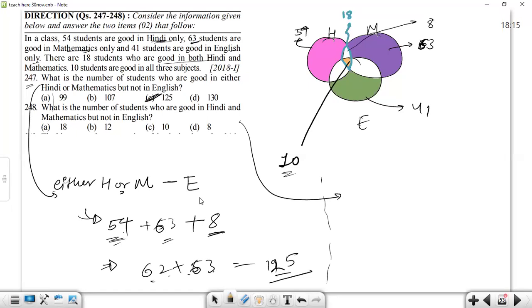Is it 10? 10 is the number of students, one minute, sir. You just spoke that number in the class today.